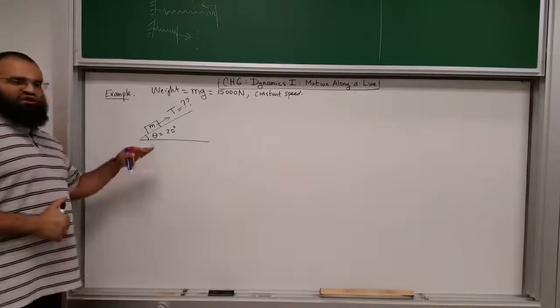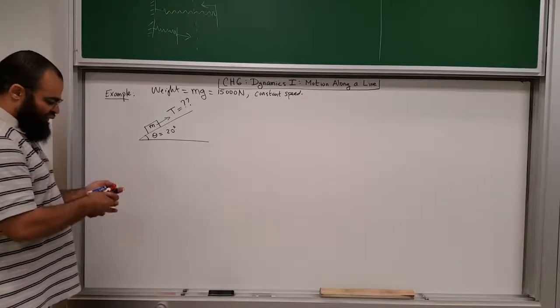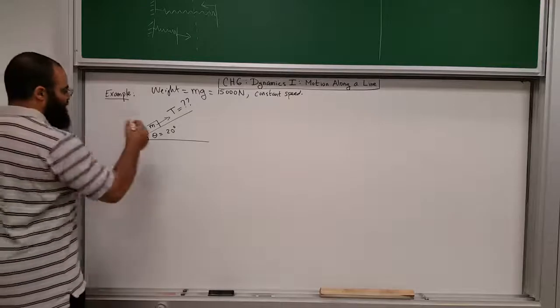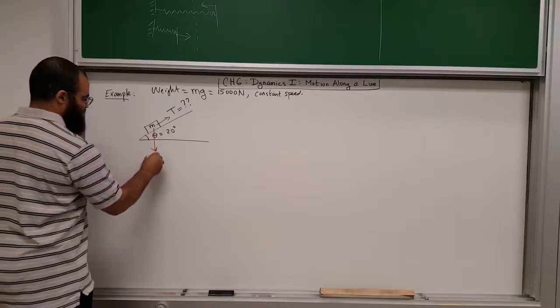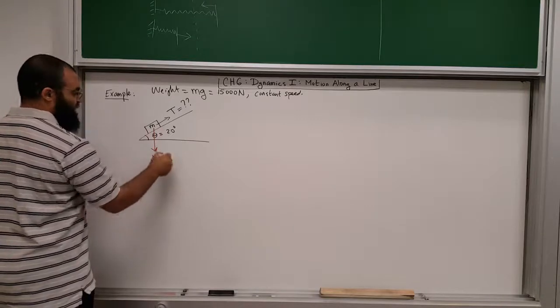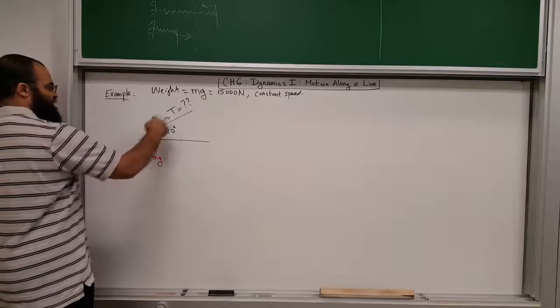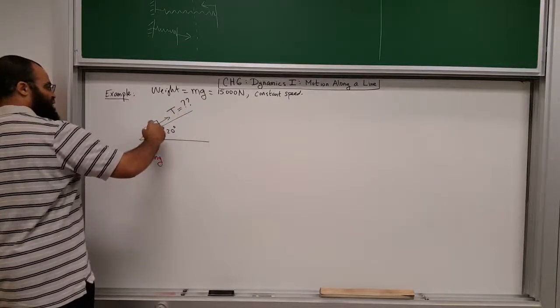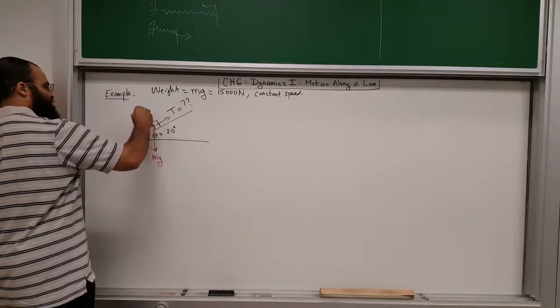How do I know there is tension? Because I'm told there is a rope pulling it. And then what else? There is the force of gravity, and it's straight down. The force of gravity is mg, and that mg is 15,000. I will just work with simple numbers for now. And then it's on an incline, so it's touching an incline, so there has to be a normal force, and the normal force is this way.